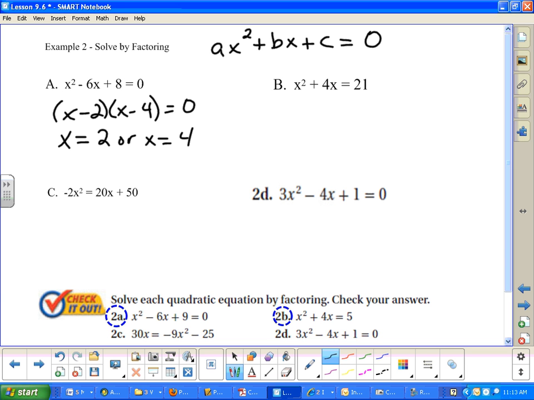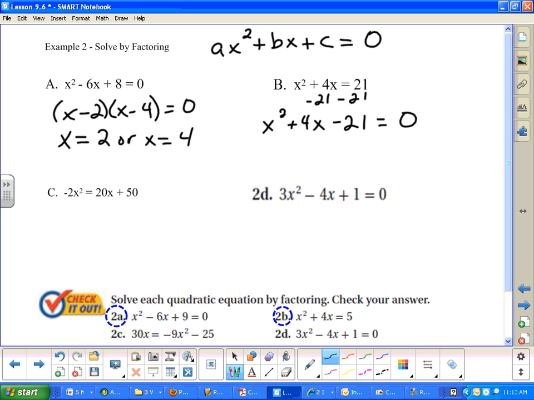Okay. All right, now letter B, it's not equal to 0. So I have to get it equal to 0 first. So my first step here then has to be to subtract 21 from both sides. Now here's where one of the largest mistakes that people sometimes make is. If I subtract 21 from the left side, I'm not subtracting it from x squared or the 4x because it's not like terms with them, so it's a separate piece that goes on the end. So make sure you don't combine unlike terms.